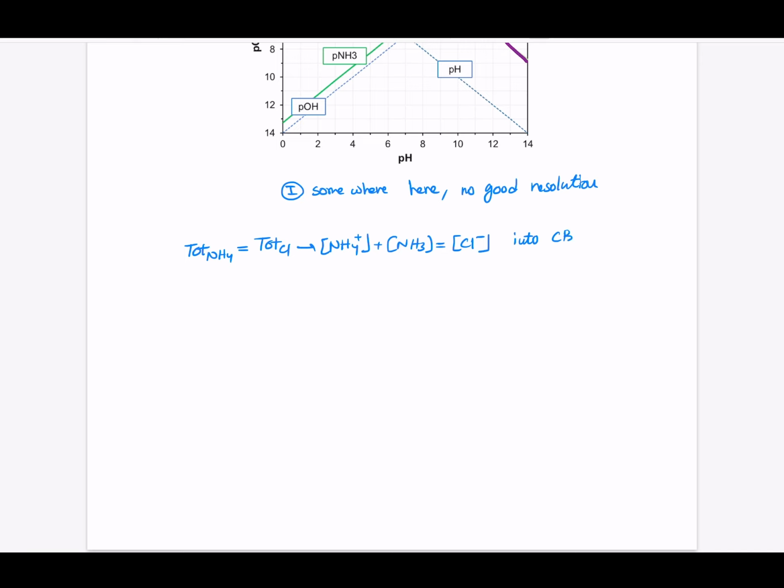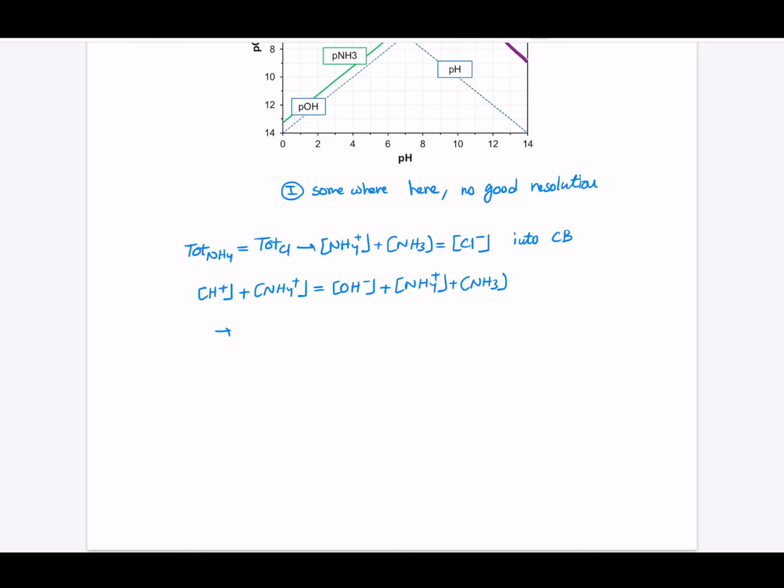into the charge balance. So for charge balance, if you remember, we had H plus plus ammonium. And on the other hand, we had hydroxide plus Cl minus. And now instead of Cl, we just say NH4 plus the ammonia term.